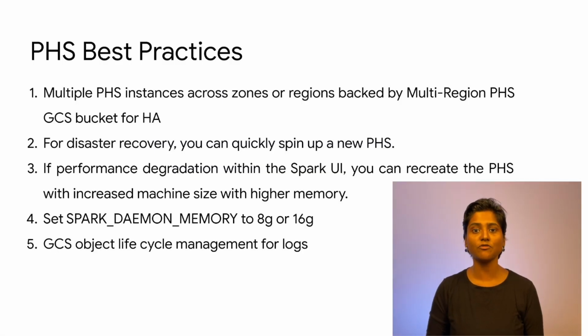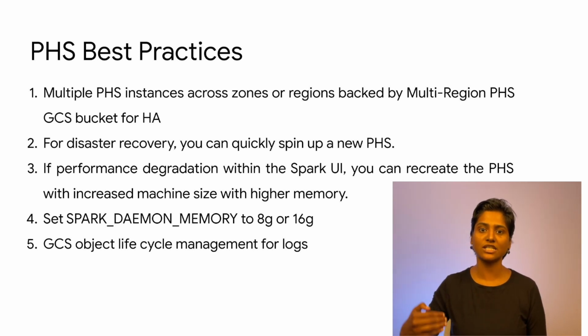Now we will see some of the best practices of setting up a persistent history server. Best practice 1. To start with, a single persistent history server for a GCP project is optimal. If there are multiple applications running and you want to isolate and monitor specific business applications, you can create 2 or more persistent history server GCS buckets, then create 2 or more persistent history servers pointing to the corresponding GCS buckets in a project.